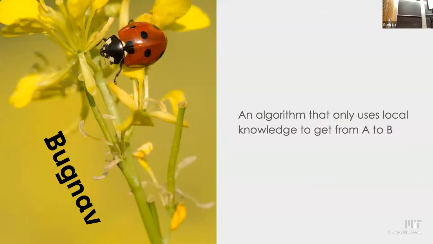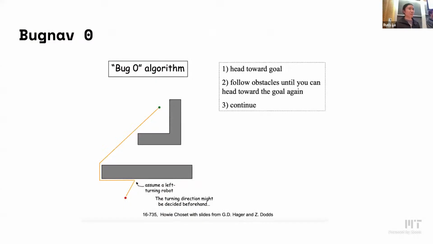All right, so now we're going to talk about BugNav. And as the name suggests, this is kind of based off how bugs navigate. So it only uses local knowledge because a bug does not have the view of the entire world. And the most simple BugNav algorithm, which we're going to call bug 0, is you try to go to the target, you see that you run into a wall, so then you just follow the wall until you can keep going to the target. Let's see how this could be implemented in code.